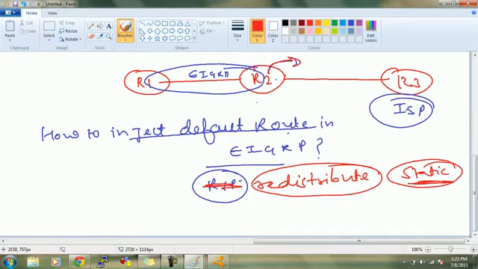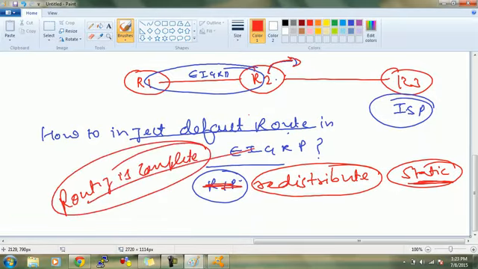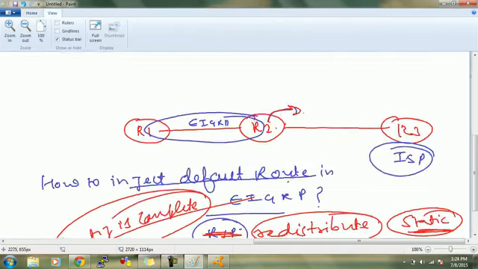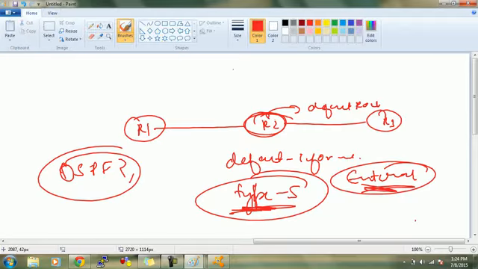Passive interface is clear to all of you? So your routing is complete. Khatam. Love you. Come man. Not here.